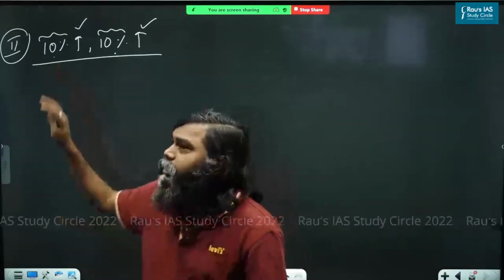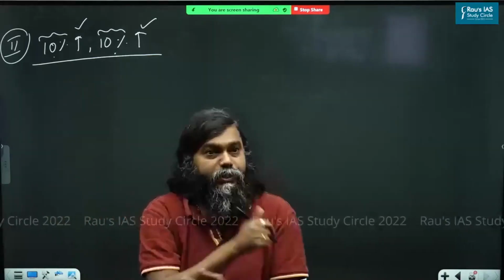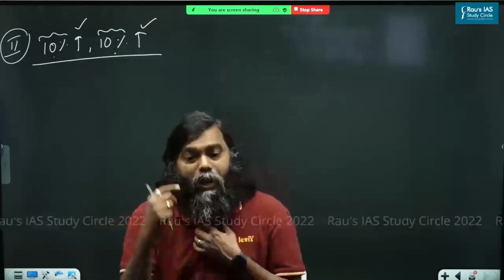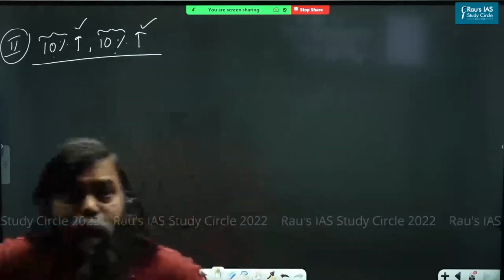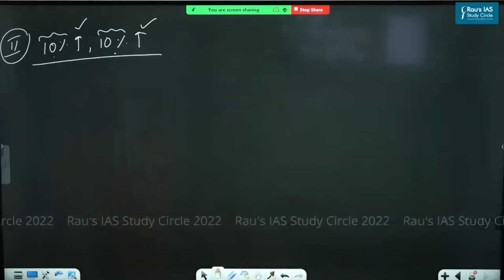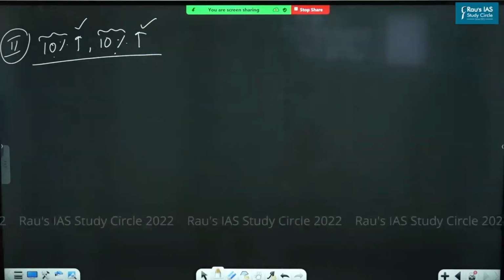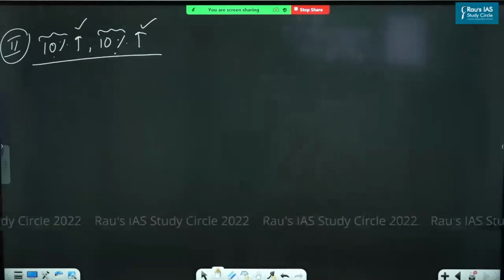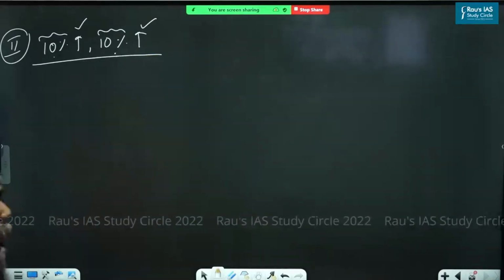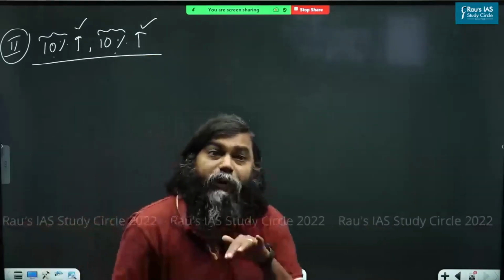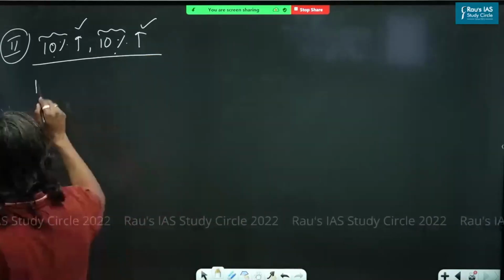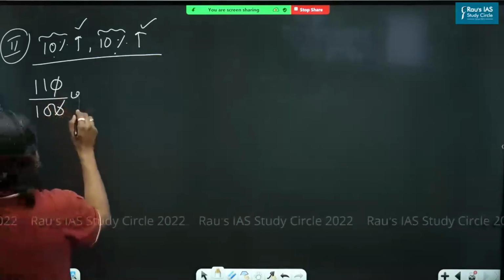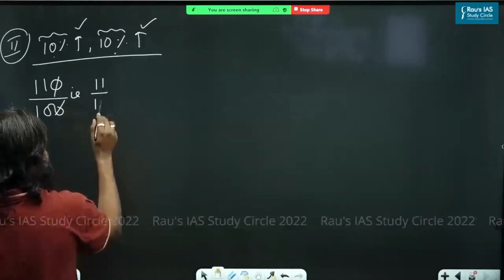What is my original income? I am assuming 100%. First year, I am adding 10%. After 1 year, how much is my income? 110%. Do you understand what I am saying? How can you write 110% as a fraction? 110 by 100. Cancelled, I am simplifying: 11 by 10.